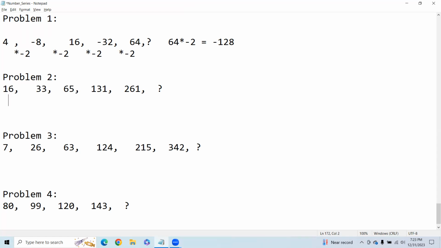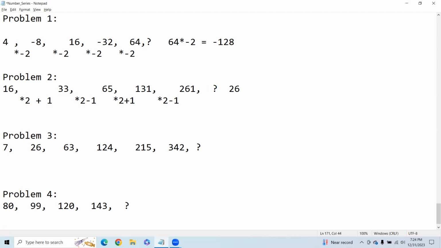So can we try in this way? We know that 16 into 2 is 32, and if we add one more, we get 33. So 16 into 2, 32 plus 1, 33. Is the same logic applicable at the next step? 33 into 2 becomes 66. Instead of plus 1, we are just doing minus 1 here. So the pattern is into 2 plus 1, into 2 minus 1. 65 into 2 plus 1, you get 131. 131 into 2 minus 1, you get 262 minus 1, that is 261.